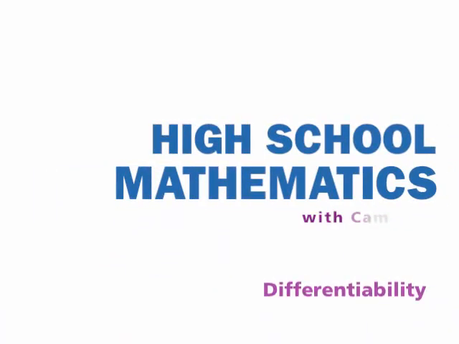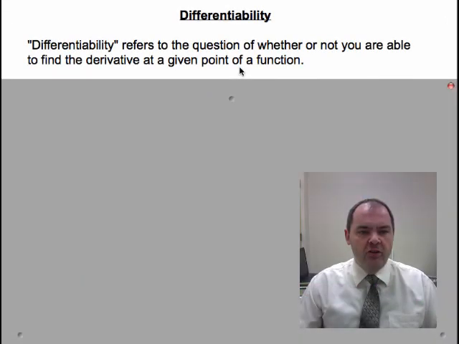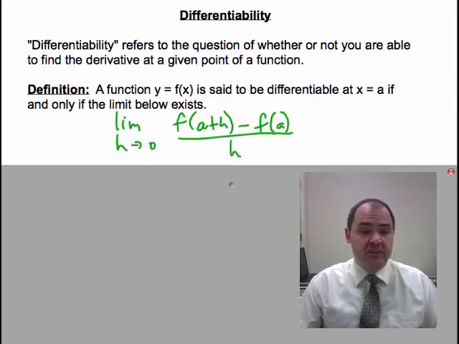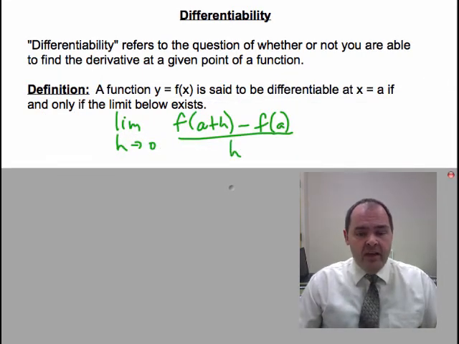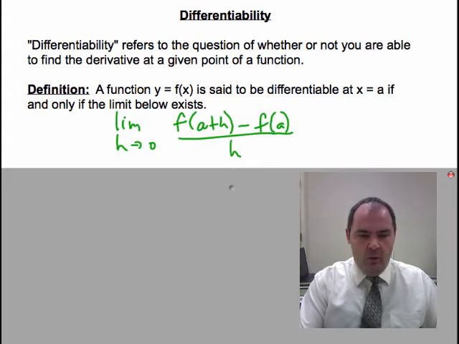Alright, today we want to look at the question of differentiability, which is the question as to whether or not you're able to find the slope of a tangent line at a given point. Does the function's derivative exist at every point? And this, of course, depends on what we mean by the derivative.